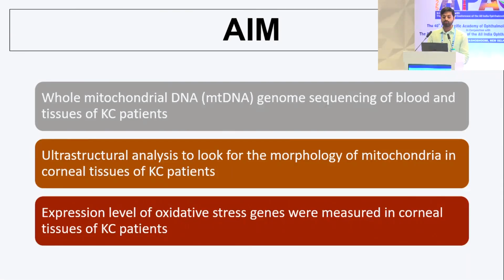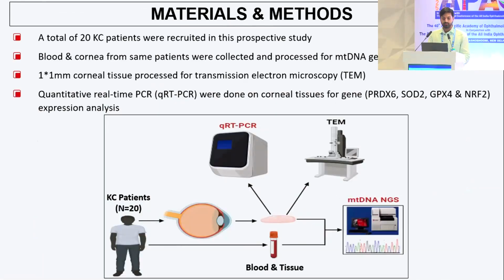Our aim was to do whole mitochondrial DNA genome sequencing of blood and tissues from keratoconus patients. We also did ultrastructural analysis to look at the morphology of mitochondria in corneal tissues, and then we checked the expression level of oxidative stress genes in corneal tissues of keratoconus patients. We recruited a total of 20 keratoconus patients and collected blood and cornea from the same patients. Corneal tissue was also processed for transmission electron microscopy, and then we did quantitative real-time PCR to assess the oxidative stress genes.